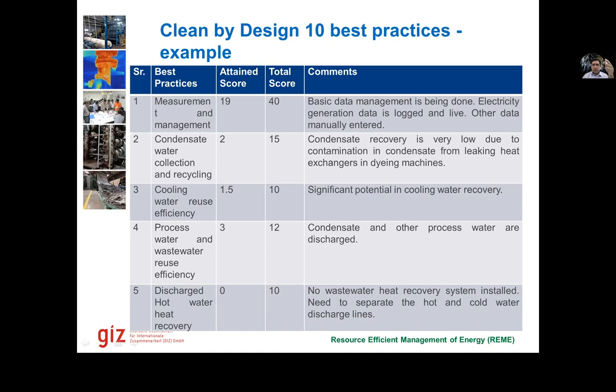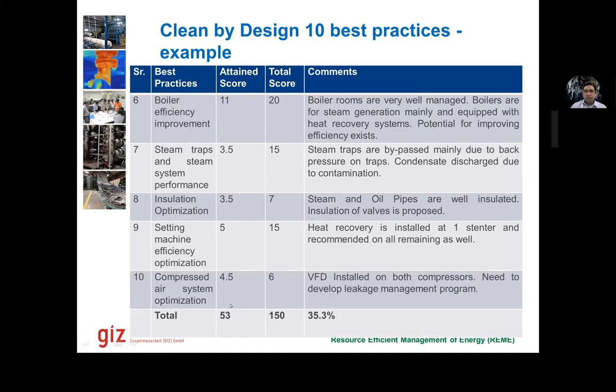What are the issues that they have? For example, this factory's condensate is not being recovered because there is contamination in the condensate, which is coming from leaking heat exchangers. So they are not recovering any condensate at all, so they get very low marks. They also get low marks because they are not recovering cooling water, and they get 0 marks because they don't have any hot water recovery system at all. They have very low marks in general in almost everything.